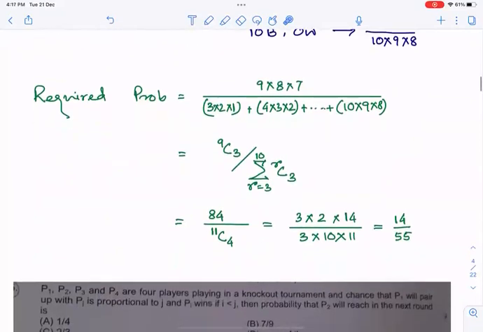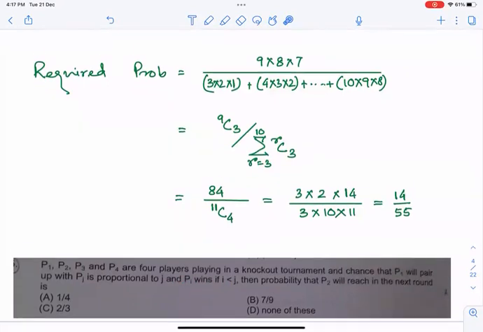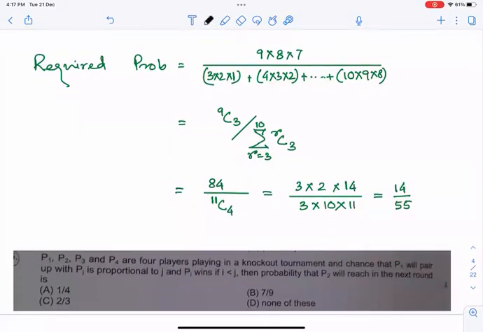The next problem: P1, P2, P3, P4 are 4 players playing in a knockout tournament. The chance that P1 will pair up with Pj is proportional to j. And Pi wins if i is less than j. Over here, there is a discrepancy in language. Just put a star over here.